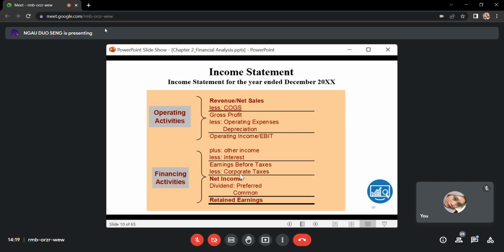Right? Then the net income kita ada dua, guna untuk dua. One is pay for dividend. One is retain earning lah, you simpan dalam syarikat. So net income, dividend ada dua, dia bayar kepada preferred shareholders and common shareholders. Syarikat tak ada preferred stock, then this one tak ada lah.